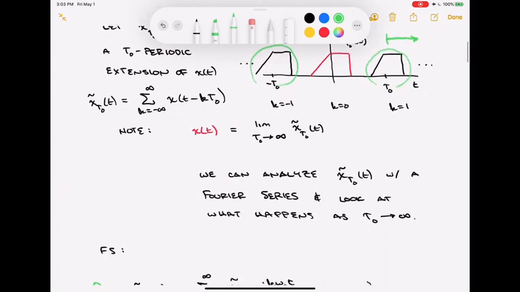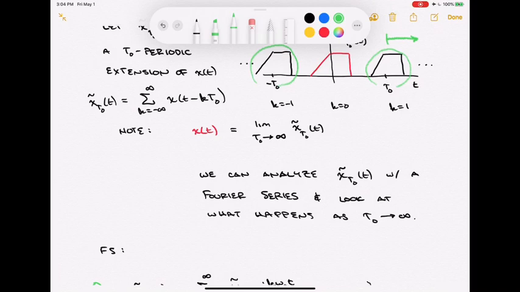So why do we think about that? Part of the reason is this. X tilde sub t naught being a periodic signal is something that we can analyze using tools that we already know, the Fourier series. And if I can just look at it using those tools that I know, but then let that parameter t naught go off to infinity, I can start understanding what the tools will look like to look at aperiodic signals.